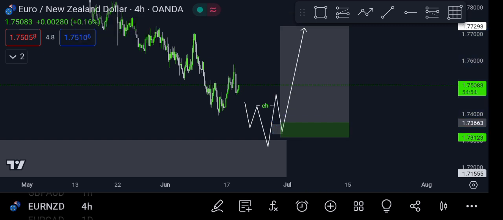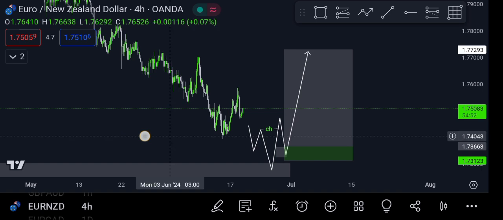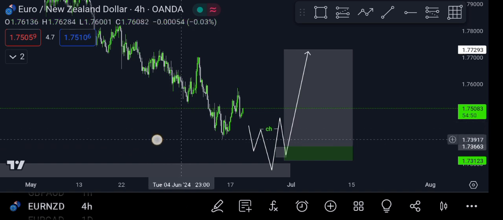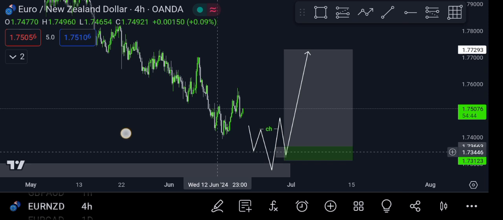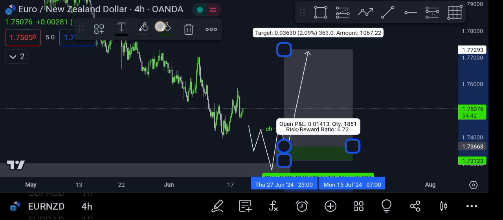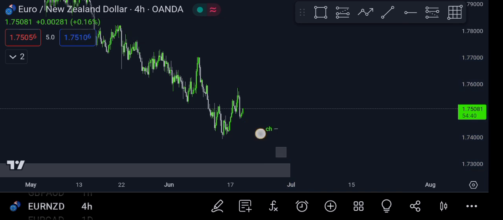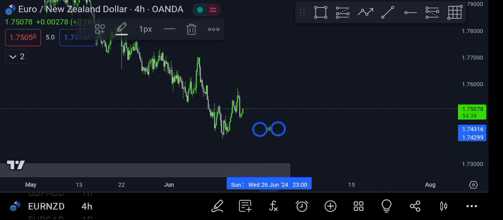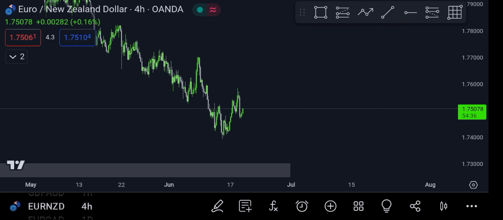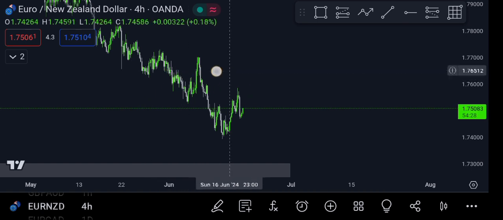But as you can see, we have this gap here from this low here to this order block, guys. So for me, waiting for something like this to happen, guys, it can take some time. So the best thing to do is to look for selling opportunities.